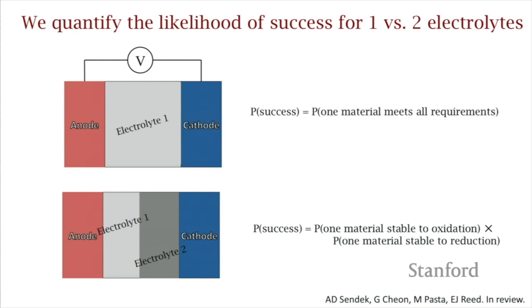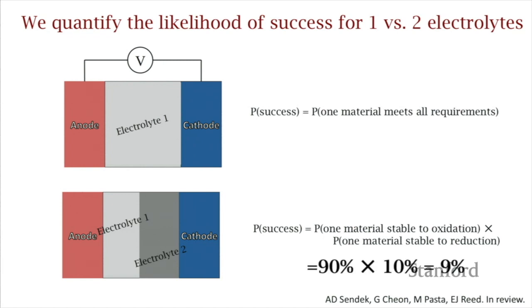if I want to build this lithium metal high voltage wonder material battery, I can do it with 1 electrolyte or I can do it with 2. If I do it with 1, the probability of success here is the probability that, at least from the materials discovery perspective, I can find 1 material that satisfies all the requirements. But if I do it with 2, my probability of success is the probability that I find 1 good conductor that is stable against oxidation times the probability that I find a good ion conductor that's stable against reduction. And we now have quantitative numbers to do this calculation.